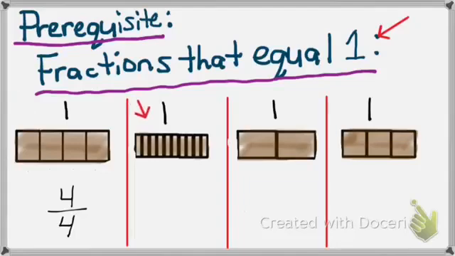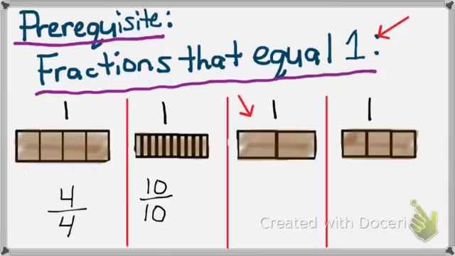Let's take a look at our next Hershey bar. I see that I do have a whole Hershey bar here as well. How many pieces does it take to make a whole Hershey bar? 10. How many pieces do I have? All 10. So if I have 10 tenths, I have all 10 of the pieces. That is the same amount as 1 whole.